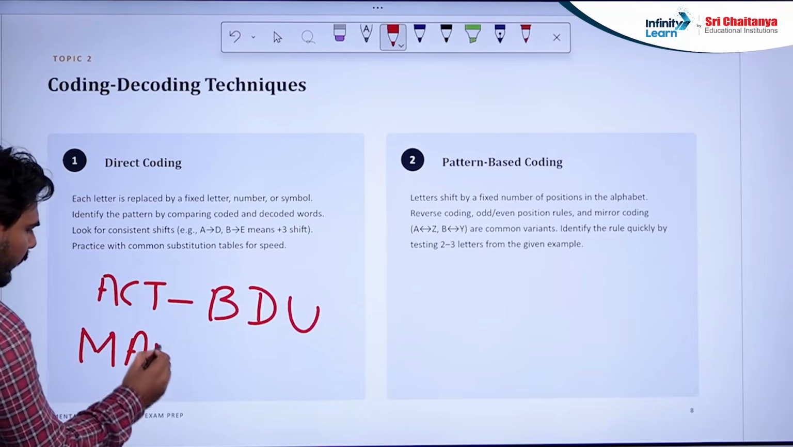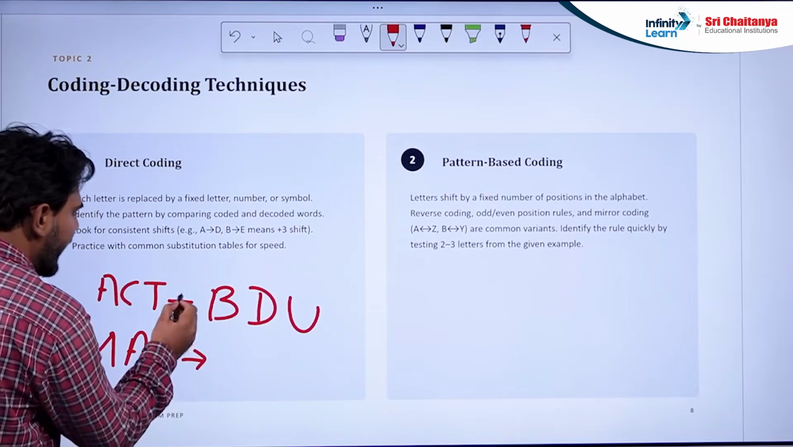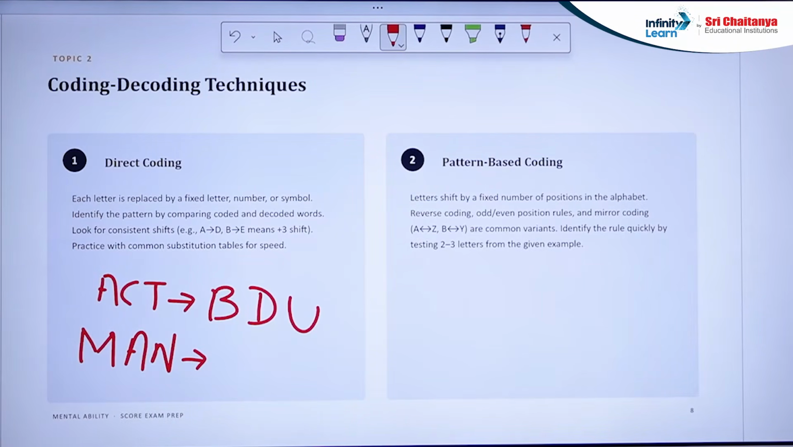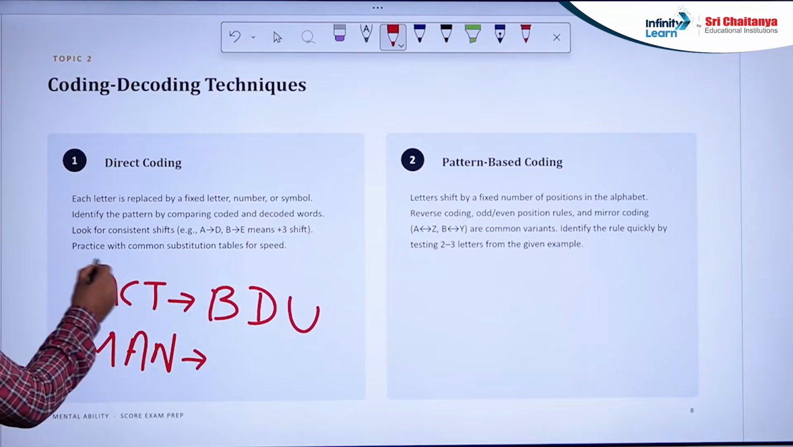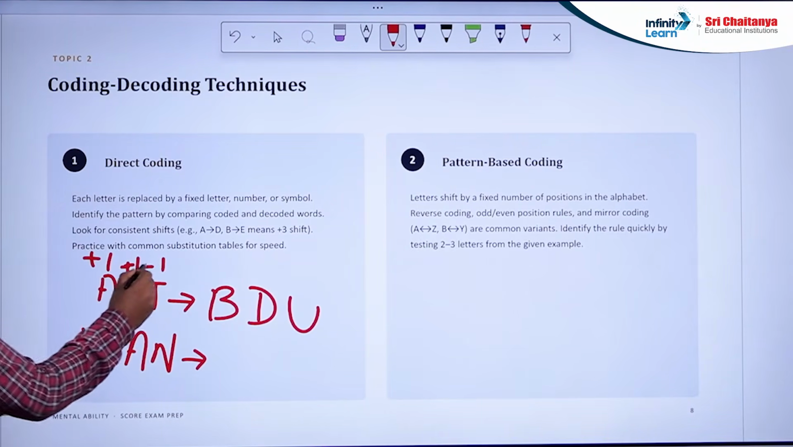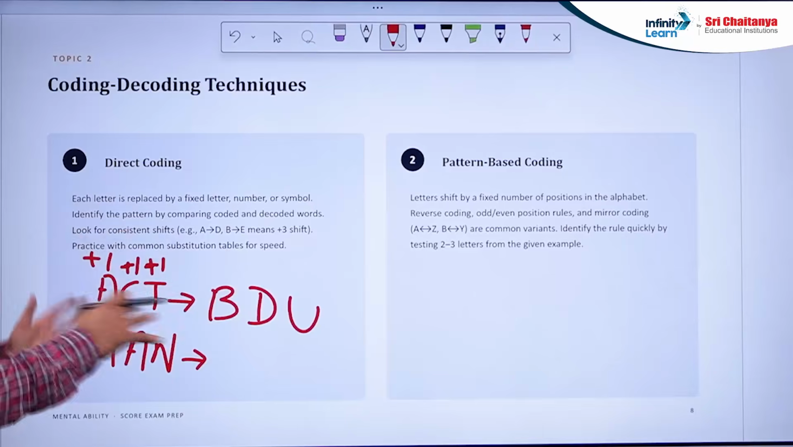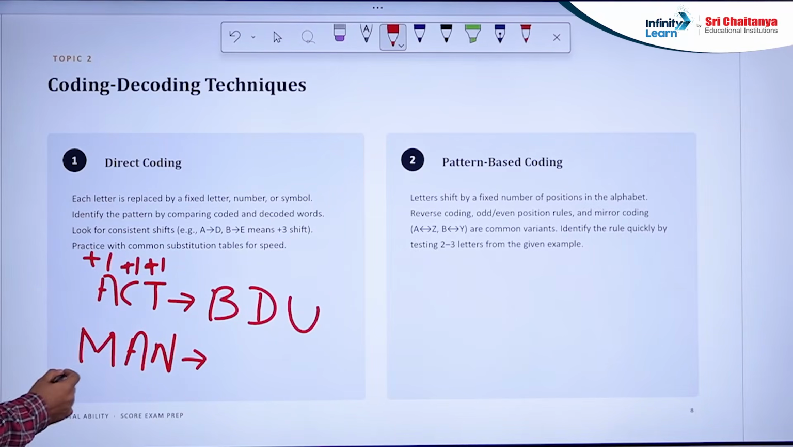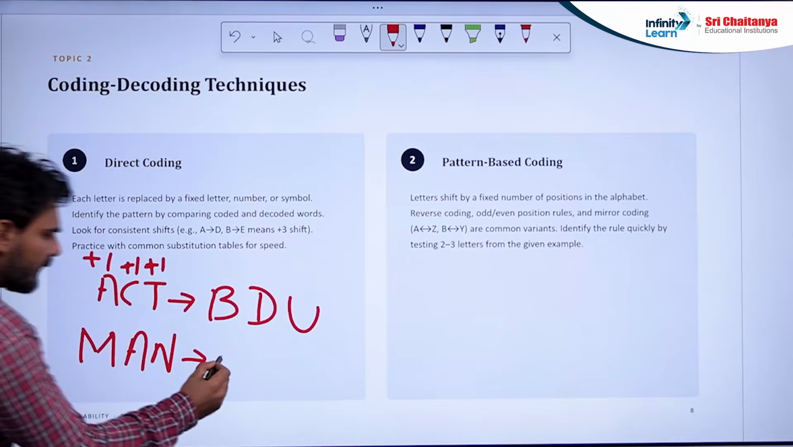I think even a 6th grade child can solve this question. It is that easy, because you can clearly see that in front of A, B is written, in front of C, D is written, in front of T, U is written. In a similar way, +1, +1, +1 is happening everywhere. It is like successors, the next letter. If you apply the same principle to MAN, you will get the answer.